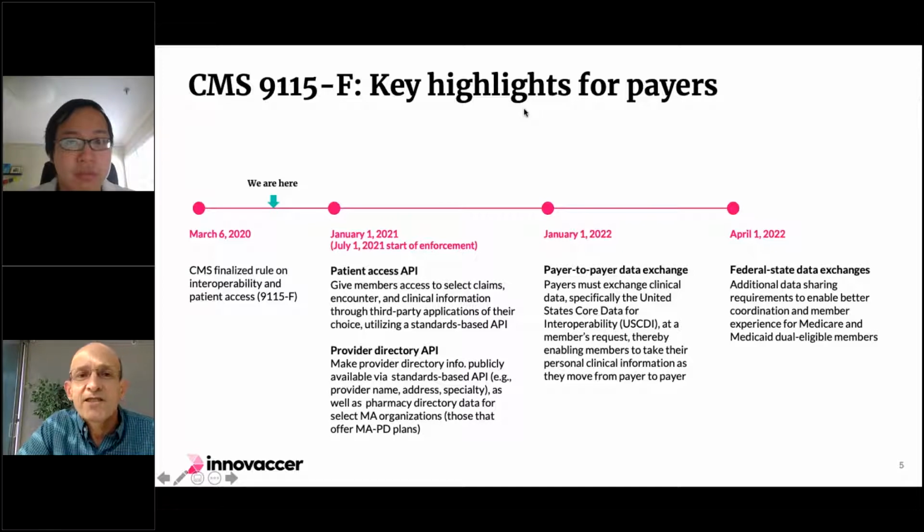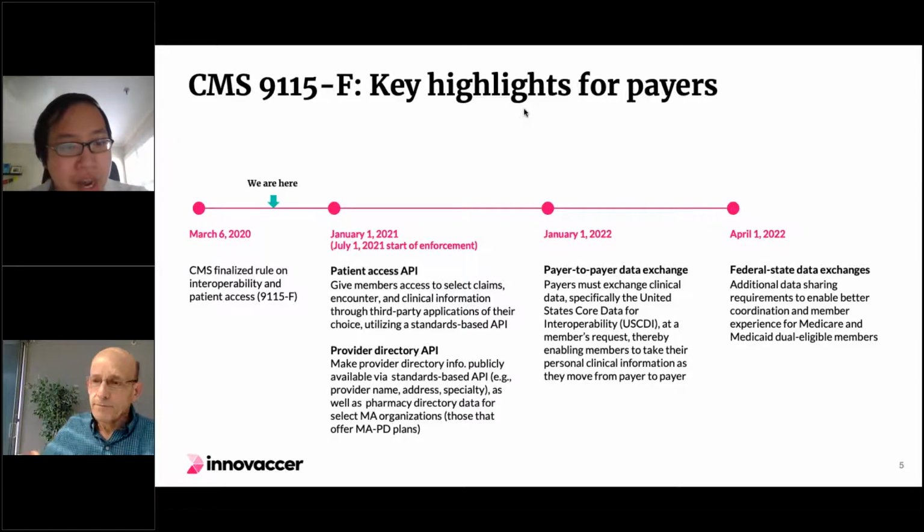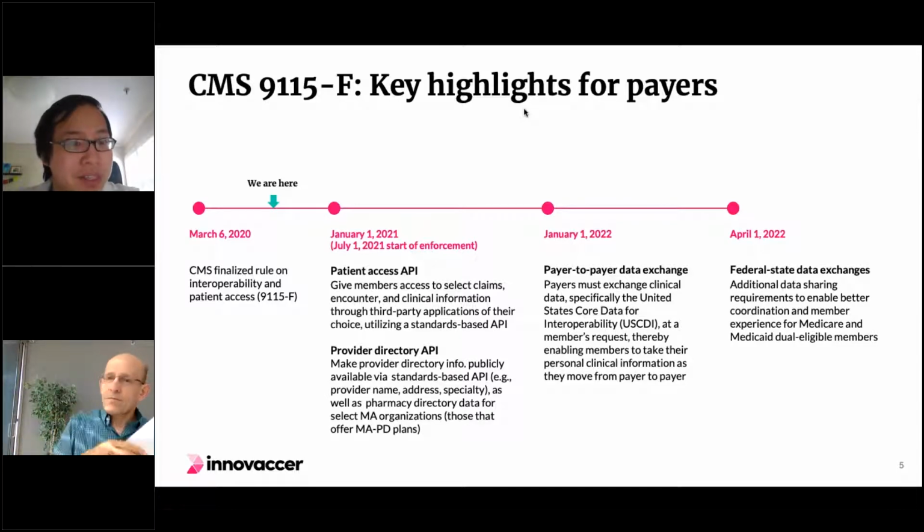So Aaron, walk us through what some of the needs coming out of this will be from a compliance standpoint. Yeah, thanks for that, David. I think as you have all started to see with this particular 9115 finalized rule, there's really four components, and we're putting down the highlights for this particular discussion. The first phase is really oriented around the January 1st timeline, also recognizing that CMS has pushed back start of enforcement by 6 months. And it's really centered around the patient access and provider directory APIs.